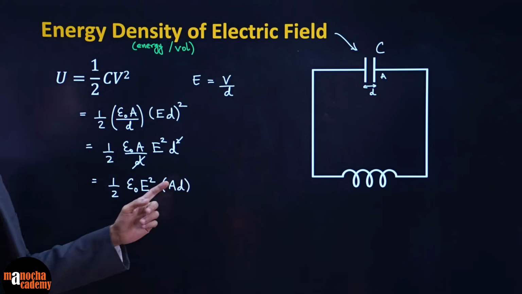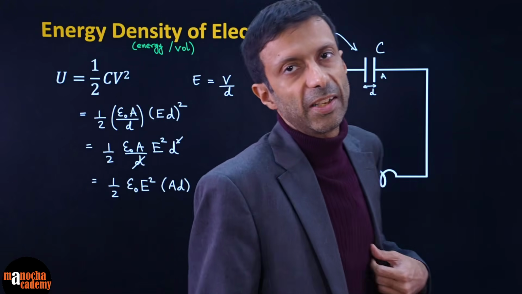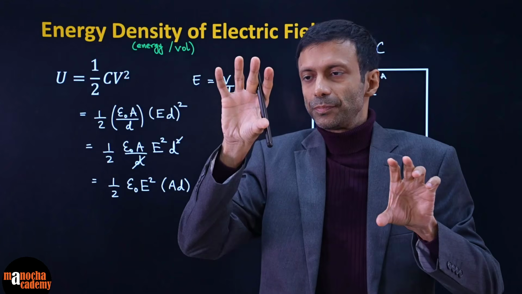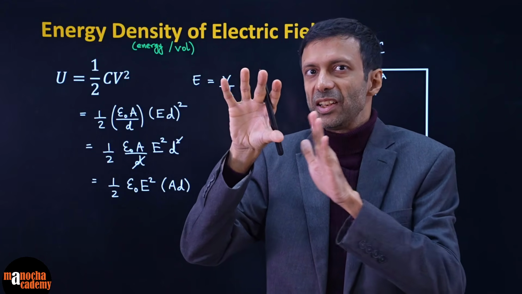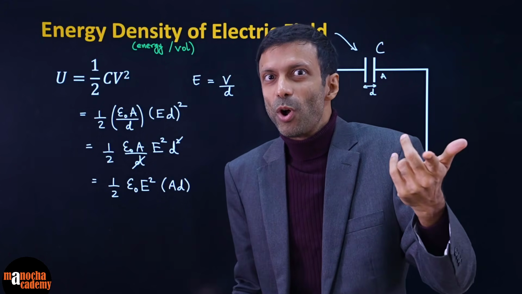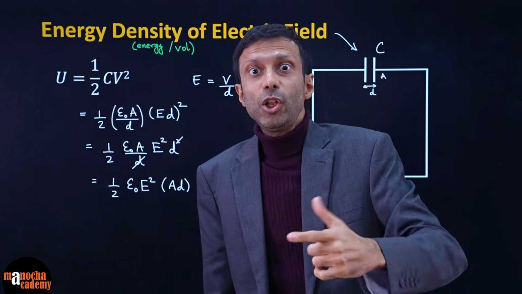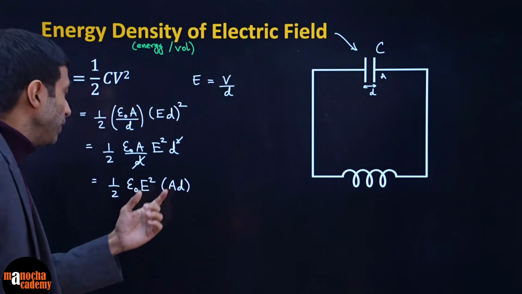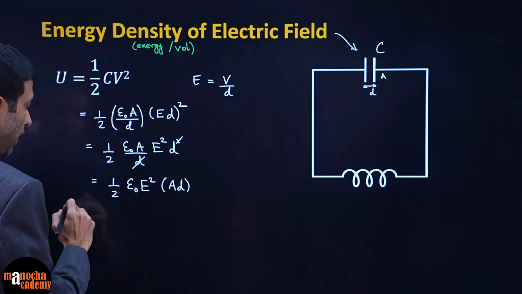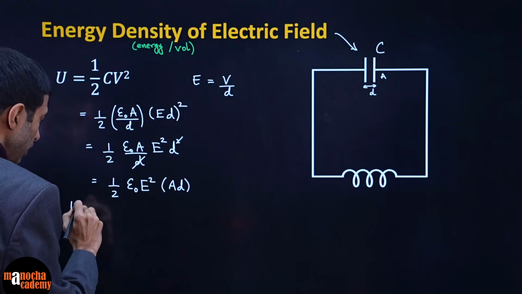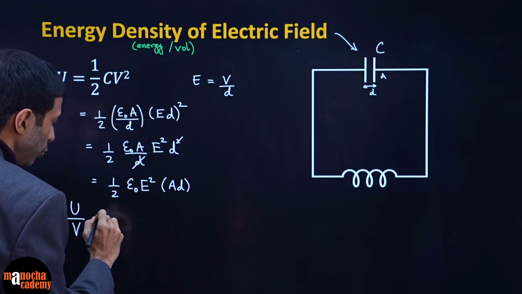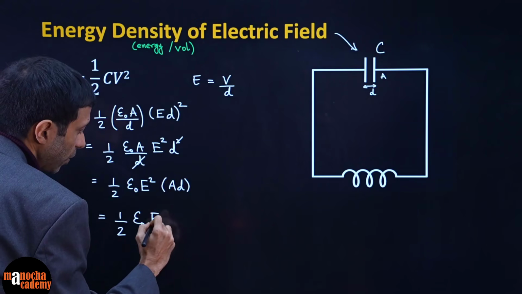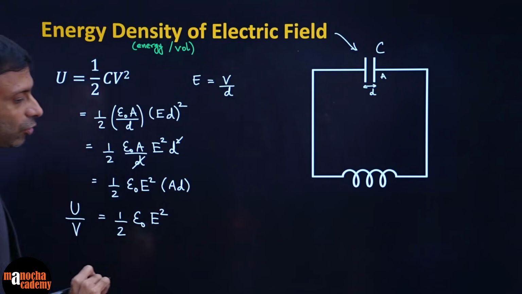Now why have I written the area and the distance between the plates together? Because if you multiply by the area of the plate of the capacitor and the distance, area times distance will give you what? That's right, the volume, right? The volume. So this part will be nothing but the volume. So we can say energy per unit volume is half epsilon naught E square. Do you guys agree with this formula? Yes or no? Tell me.